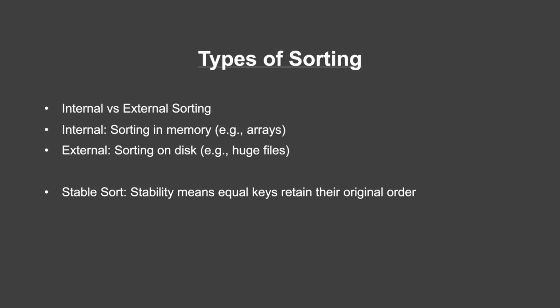Also, some sorting algorithms are called stable. A stable sort preserves the relative order of elements that are equal. So imagine you have a list of people sorted by their name in alphabetical order, and now you want to sort them by age. If two people have the same age, a stable sort will keep them in the same name order they had before. This property is important when sorting by multiple criteria.